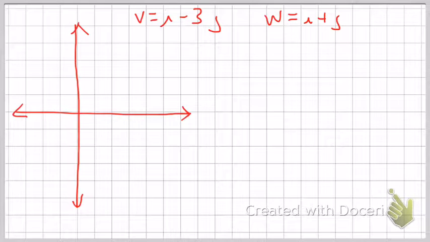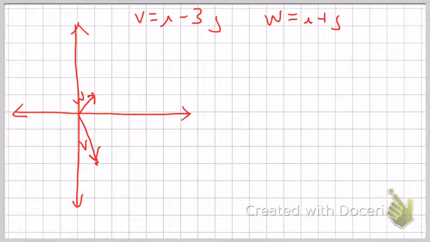So we have V, down here, the terminal point is here. There we go. And then we have W, whose terminal point is at (1, 1). Here's W.